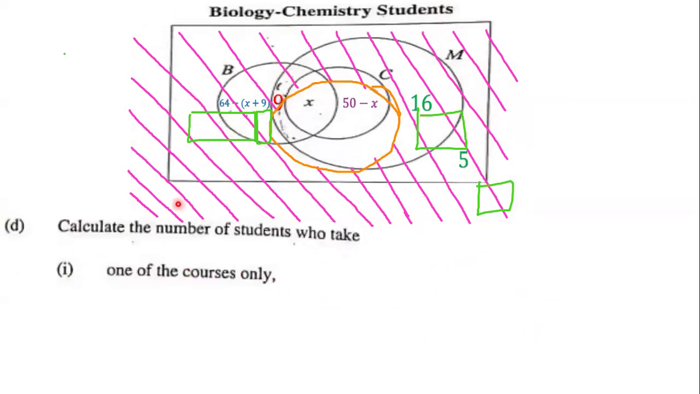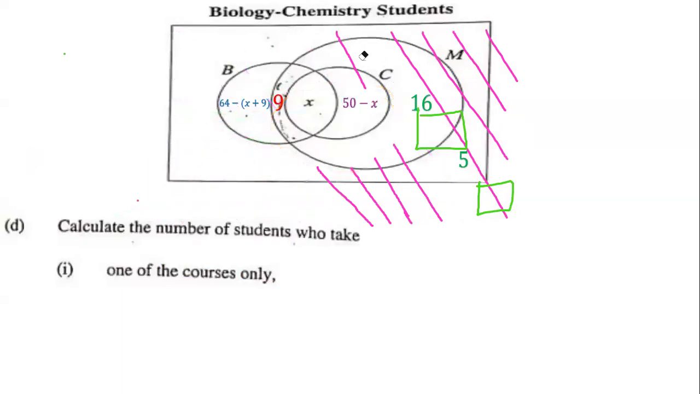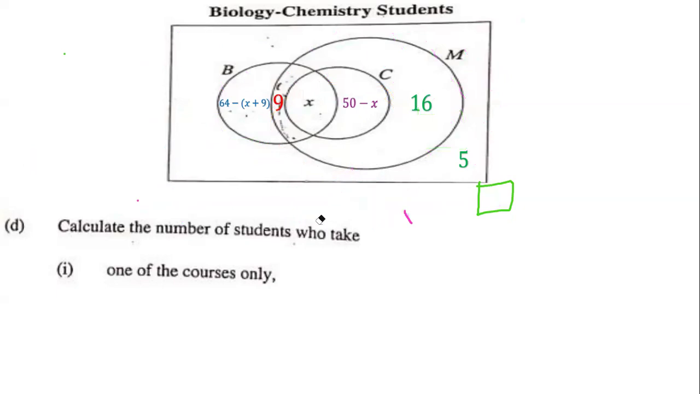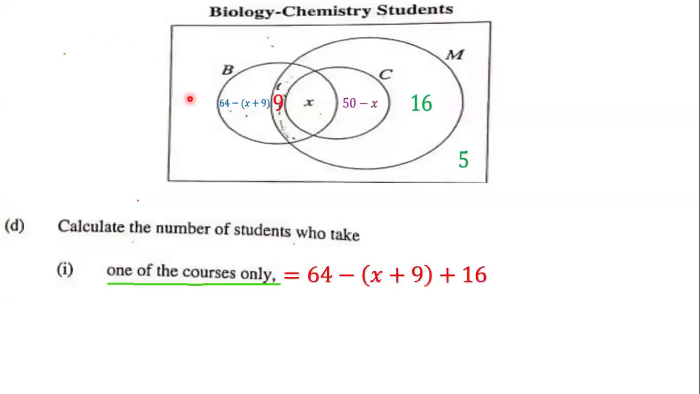Next, let me erase all of this. So next we need to calculate the number of students who take one of the courses only. And so in order for us to get that, that's going to be, well, that's highlighted, right? The number of students who take one of the courses only.